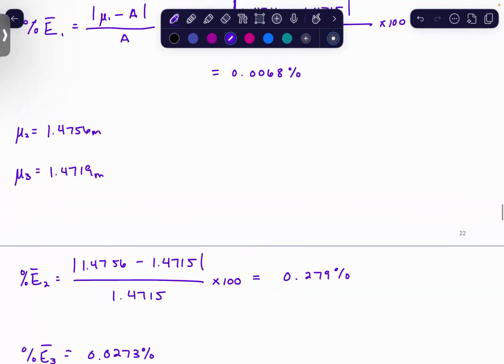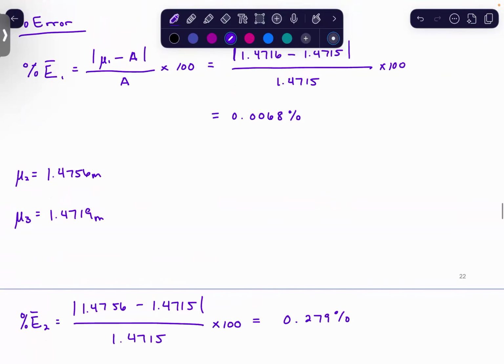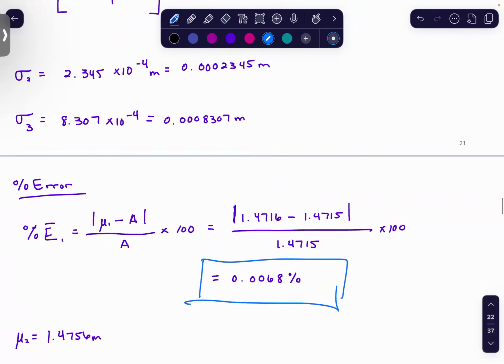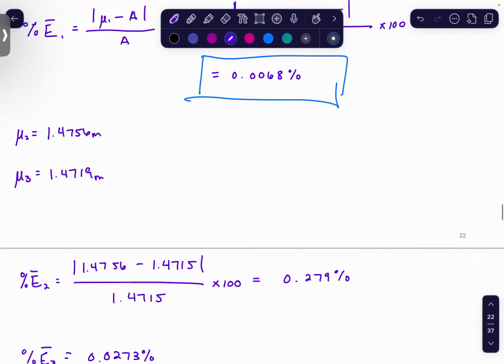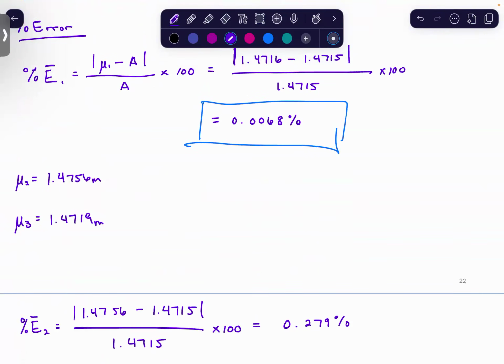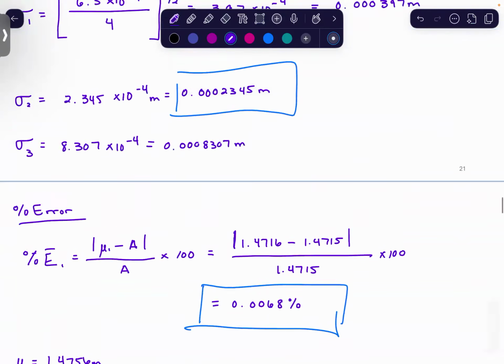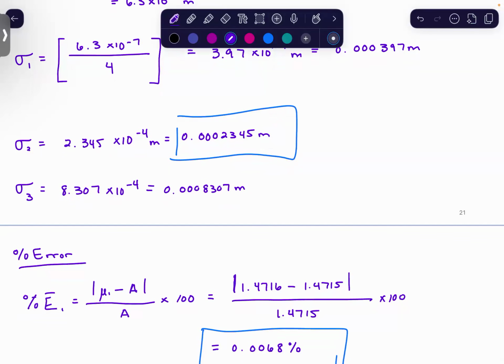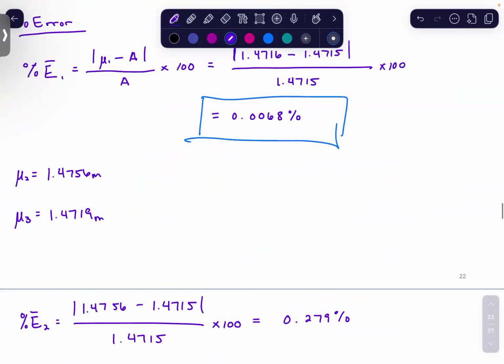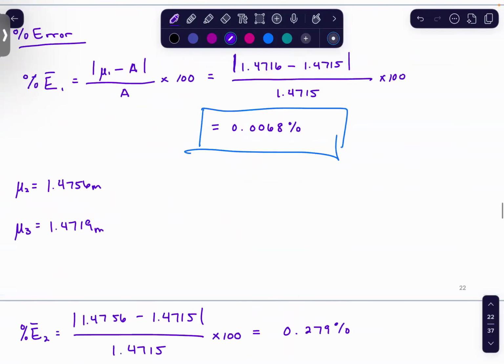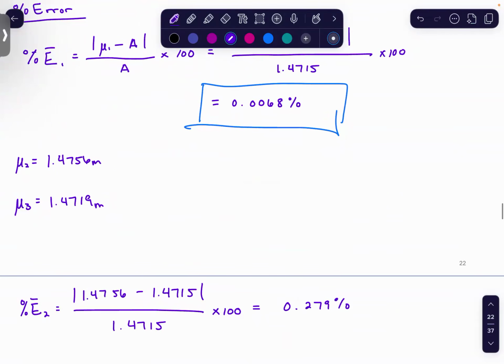Okay, so now let's look. Who has the smallest average percent error? Well, that's student 1. Student 2 had the smallest standard deviation. So what can you say about the accuracy and the precision? You can say that student 2 is the most precise. Student 1 is the most accurate.